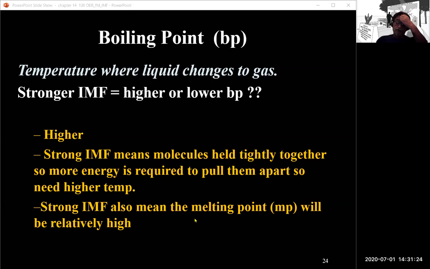Also, the same is true for the melting point. That is the temperature at which a solid goes into the liquid. If the IMF interactions are strong, those solid particles are holding on to each other. It would take a lot of energy to get them to melt, so their temperature would be higher.